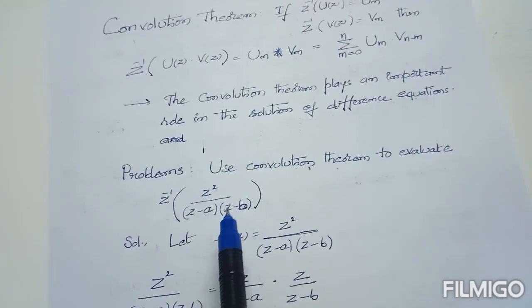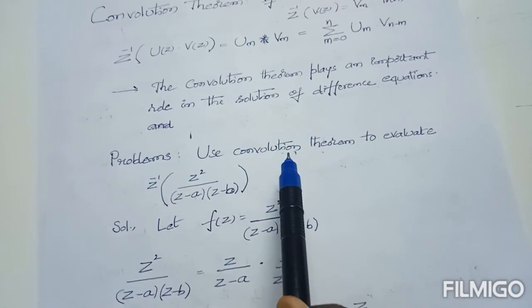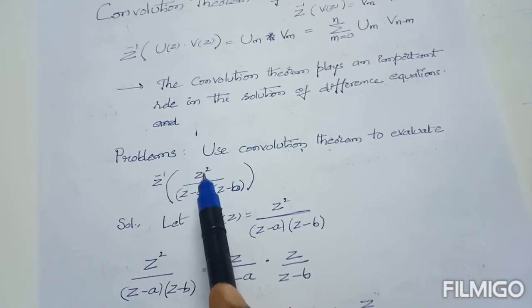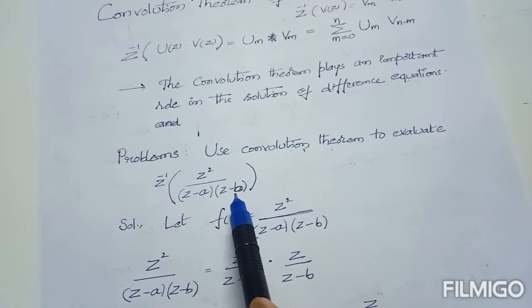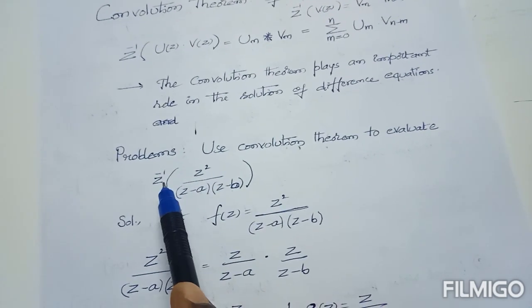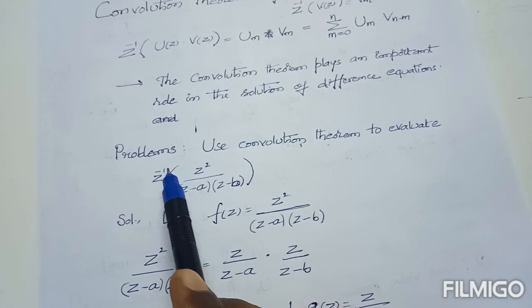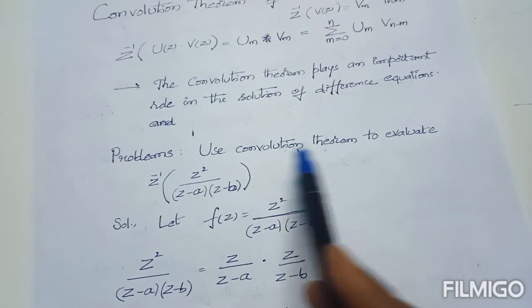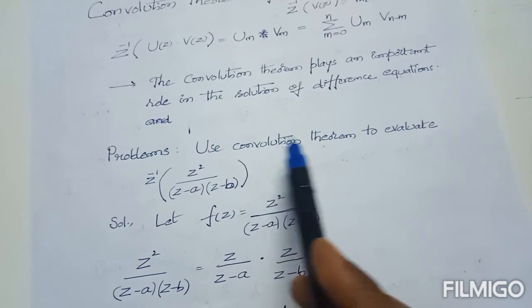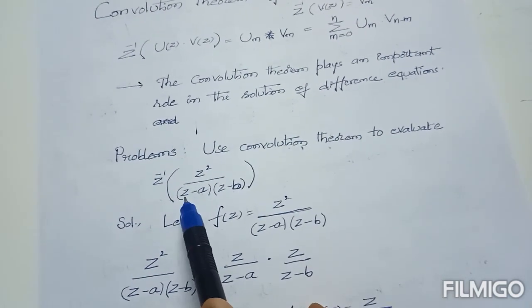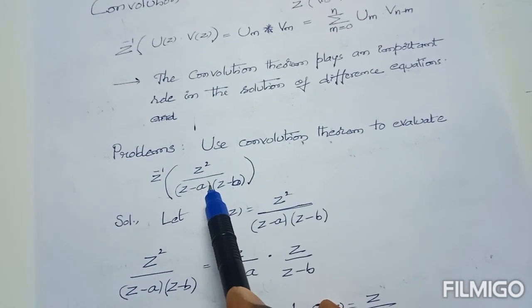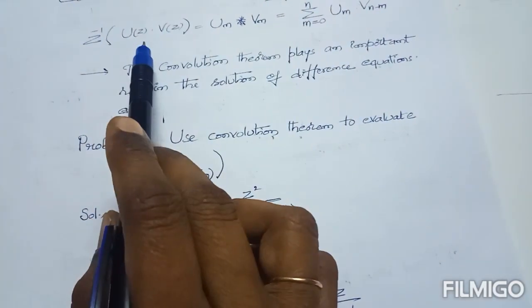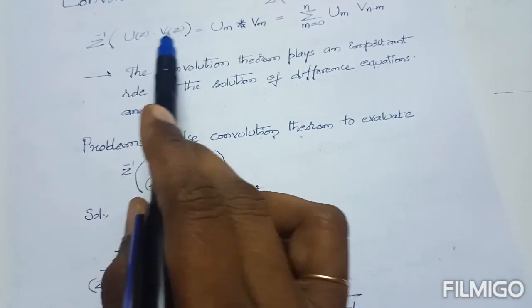So the first problem: use convolution theorem to evaluate z inverse of z square by (z minus a)(z minus b). Here z inverse is operated on this function, but to find the inverse z transform of this problem, we have to use convolution theorem. According to the statement, what do we need? Two functions, both defined in terms of z.